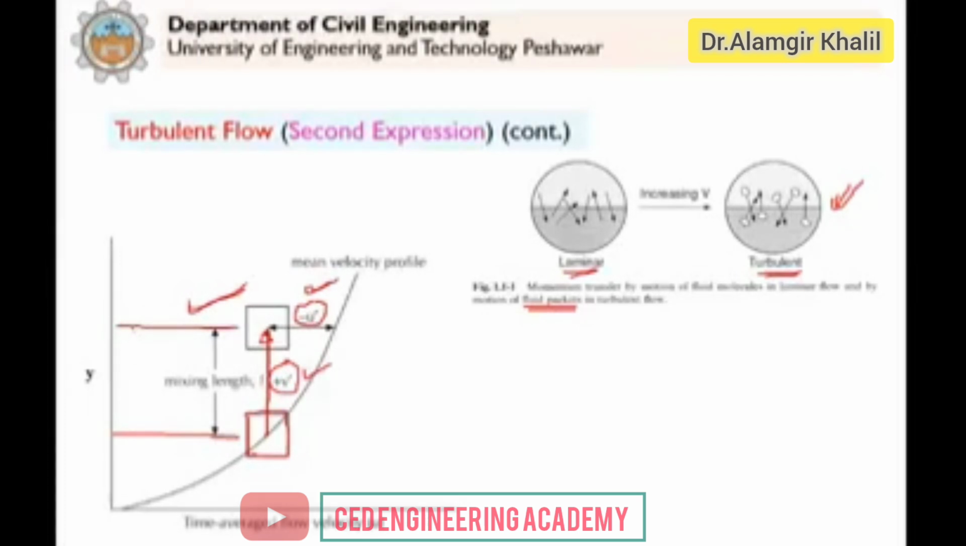And conversely, if any particle moves in this direction, then what will happen? For this case, we will have minus v dash, because you move in the opposite direction, the negative y axis. But then the fluid pocket will move from a higher velocity region to a lower velocity region. So it will bring a change that will be plus u dash. Then you can see that this product will still be minus. In this case, the correlation is still negative. This is what we say: the correlation is negative.